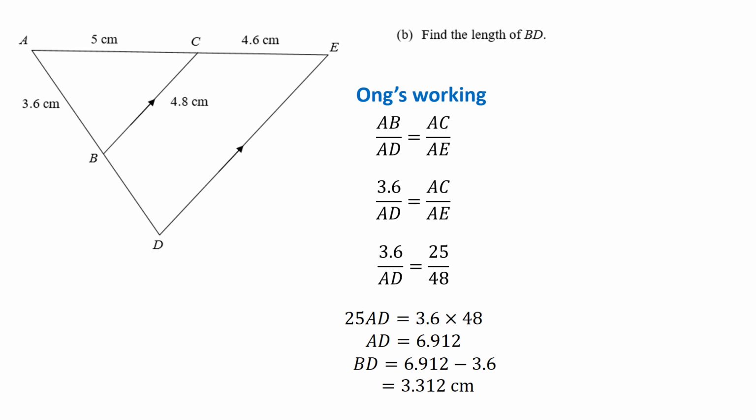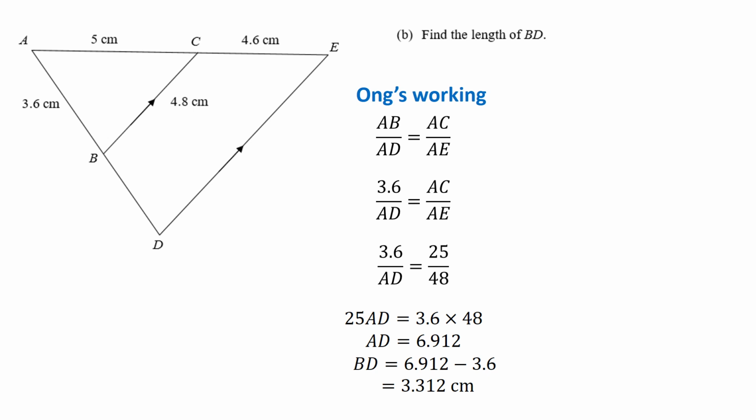and he finds the ratio of AB over AD. Now, since we know that the two triangles are similar, the ratio of the corresponding sides will be the same. So the ratio for AB over AD will be equal to AC over AE. Now in part A, we have already found the ratio for AC over AE, which is 25 over 48. So you can just plug it in. And then looking at the diagram, the value for AB is 3.6, plug it in also. And then AD being the unknown, we just leave it as AD.